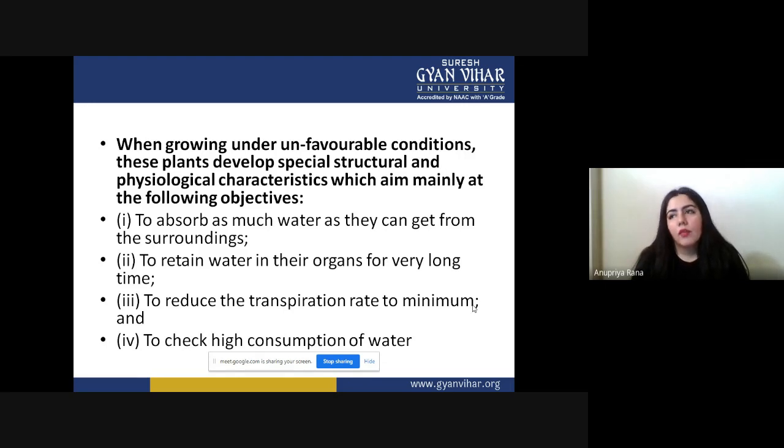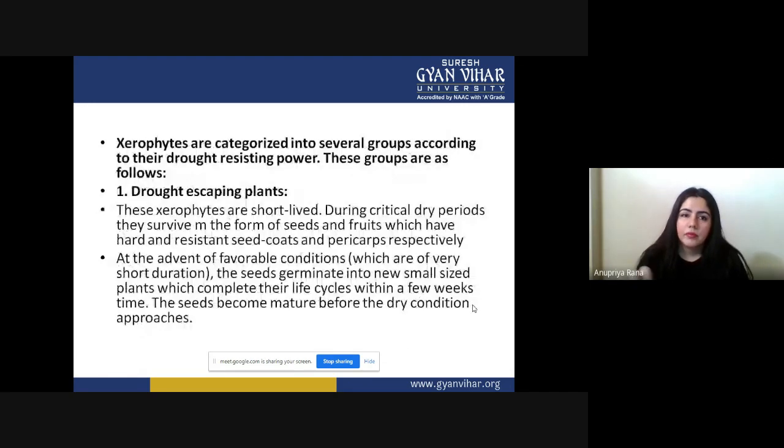So whenever dry conditions happen inside the plant body, the very first thing they do is eliminate the leaves. They convert their leaves into thorns. Sometimes they fold their leaves, as with the bulliform cells present in the leaves of desert plants. These bulliform cells help them to fold the leaves. Basically, these are the things they do for their survival.